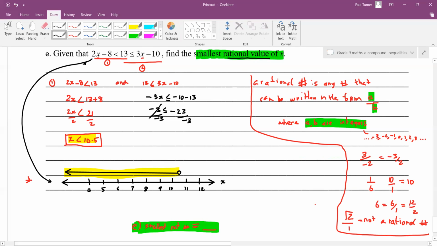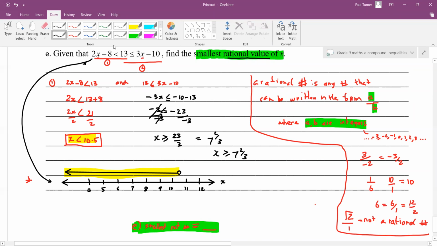Like that. This will cancel. So where's my x? Yeah. X is going to be greater than or equal to 23 on 3. What's that? 3 7s are 21 and 2/3. So x has to be greater than or equal to 7 2/3.